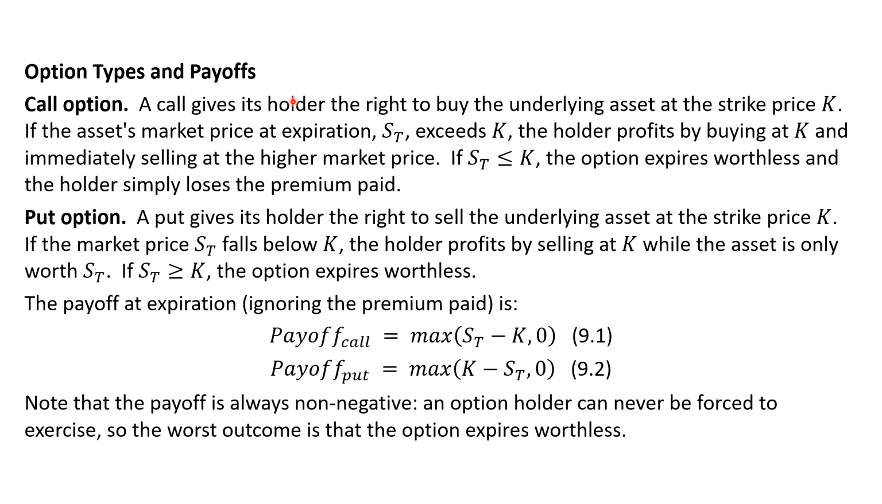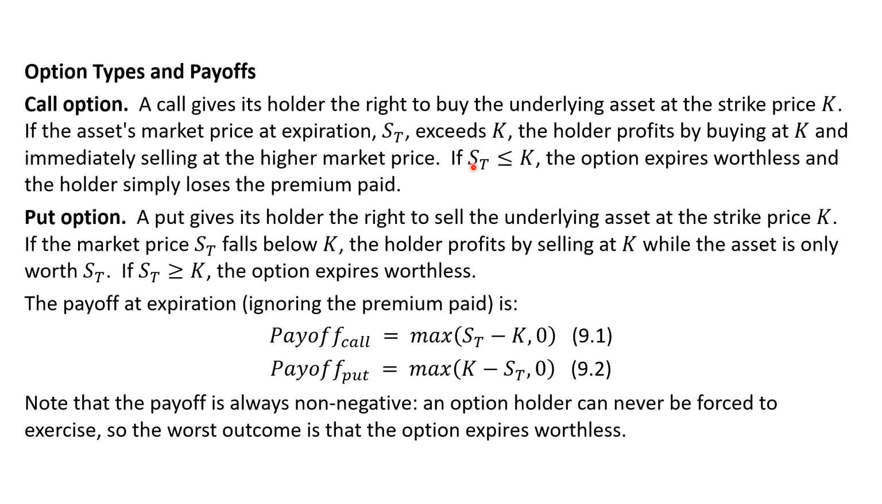There's two different types of options. We're going to look at them here and then we'll do some examples. So we have a call option. A call gives its holder the right to buy the underlying asset at a strike price K. If the asset's market price at expiration, S sub T, exceeds K, the holder profits by buying at K and immediately selling at the higher market price.